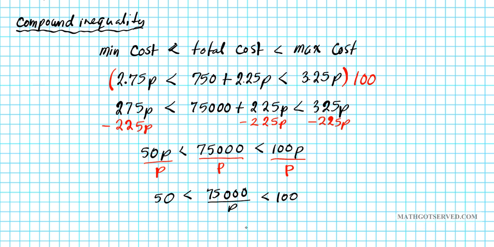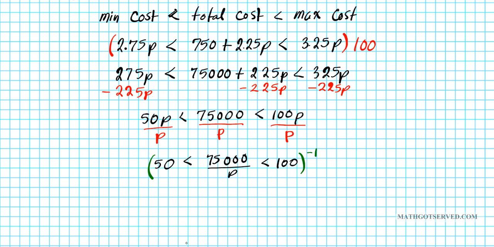Now, the next step is simply going to reciprocate. Reciprocate the entire inequality. So raise this entire inequality to the negative 1 power. If we reciprocate, we're going to end up with 1 over 50, and this becomes p over 75,000, and then this becomes 1 over 100.